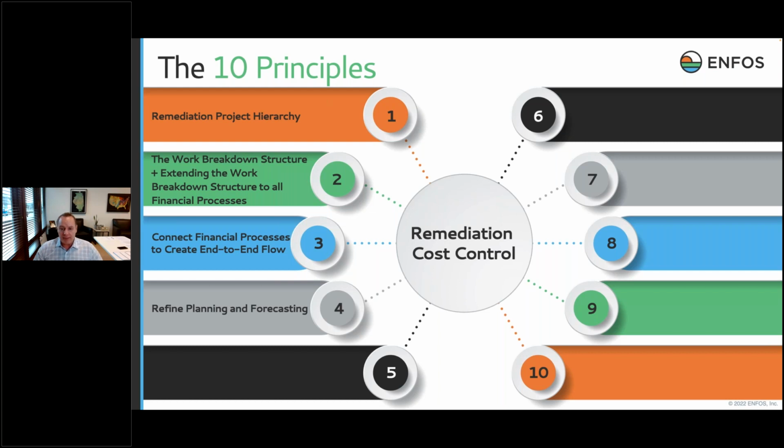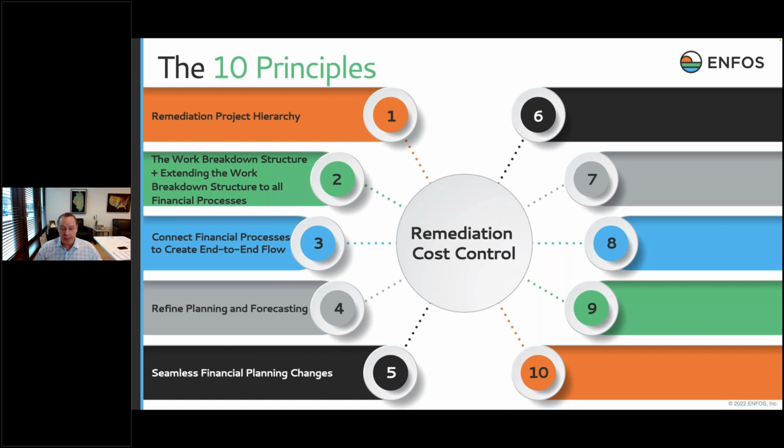Refine planning and forecasting. You might be asking yourself, what does planning and forecasting have to do with cost control? Well, it establishes the baseline from which all of the work that you will commit to environmental consultants and laboratories and contractors will be controlled by the primary plan or the forecast that has been approved.